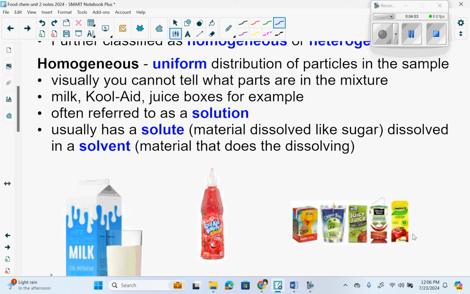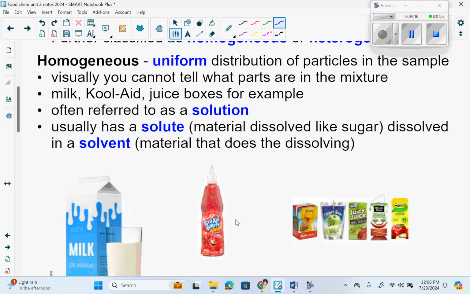This is often referred to as a solution. Usually has a solute, which is a material dissolved like sugar, dissolved in a solvent. It's the material that does the dissolving. And we'll look at these parts a little bit later on in more detail.